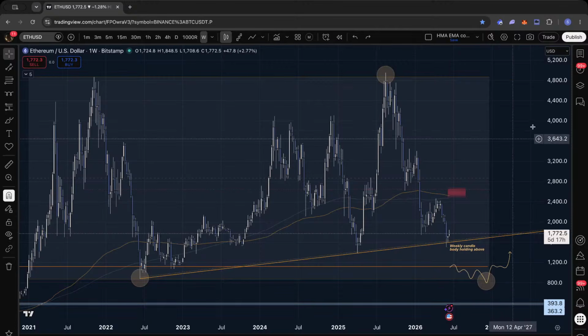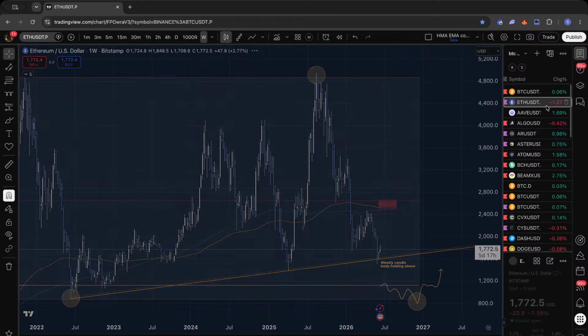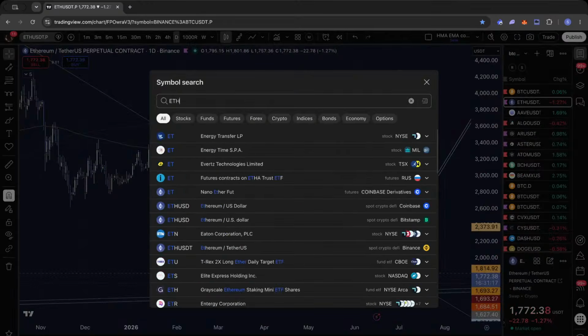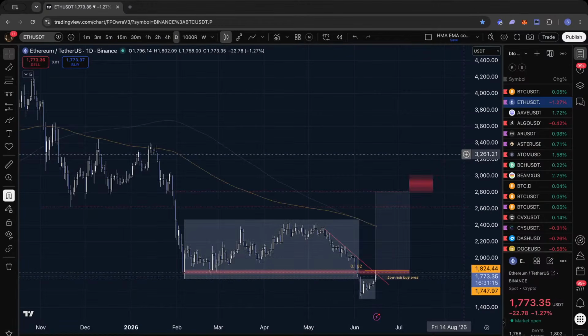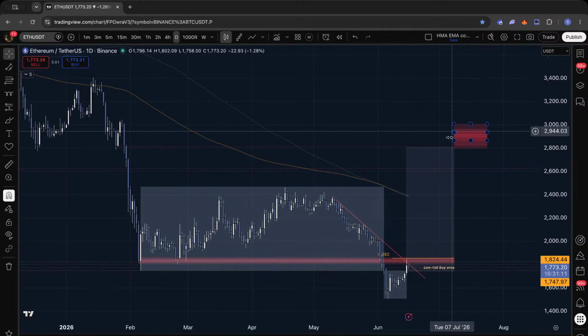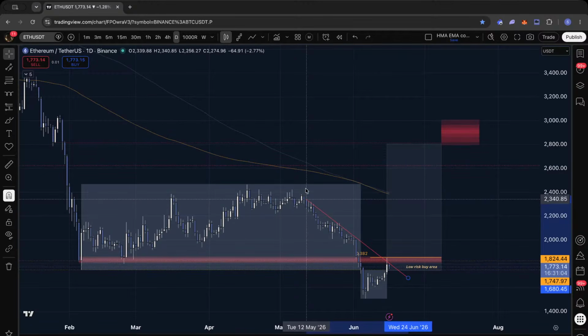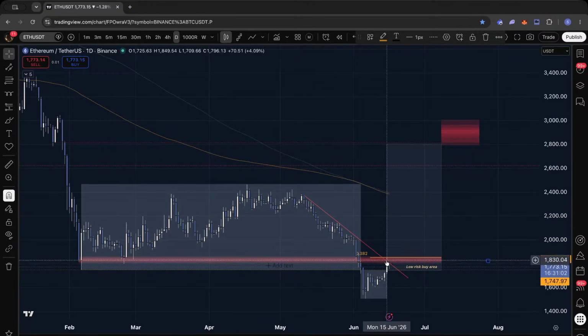Even more ranging in these areas. Now, if I'm going on a daily time frame, I said yesterday, be careful with this trend line and this 38.2. Yeah, and look at it. The market's actually rejecting it perfectly.